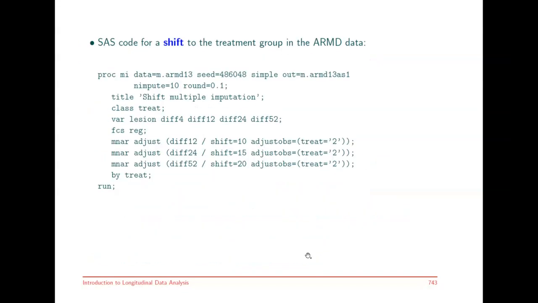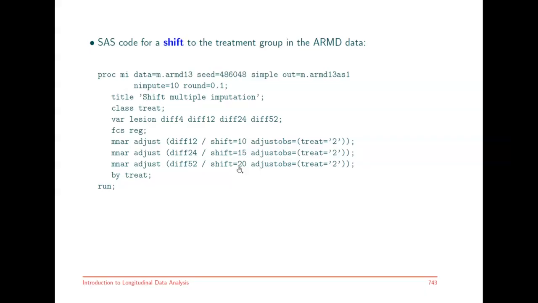So here is an example. It's merely meant as an example. I do the same imputation as before with one important difference. I am going to apply the MNAR statement. So PROC MI has an MNAR statement that allows me to do precisely sensitivity analysis. So at week 12, I shift by 10 in the active group. At week 24, I shift by 15, and at week 52 by 20.